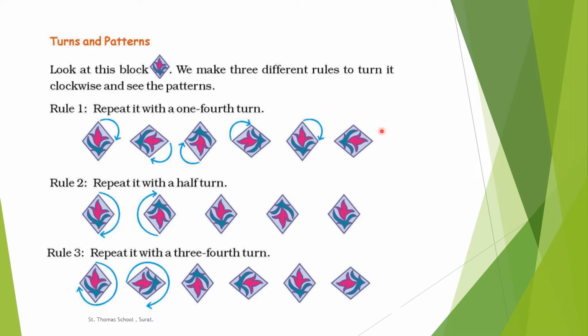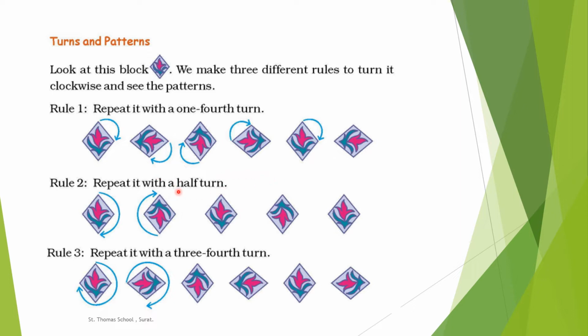Again in the next picture, that is your fourth picture, you can see the original flower, just as I showed in the first picture. Clear? And again one more turn, that is 1/4 turn, the pink flower is going on your right hand side. Clear with this? And this is the rule, 1/4 turn. Now the next rule is repeat it with a half turn. Now you have to take a half turn.